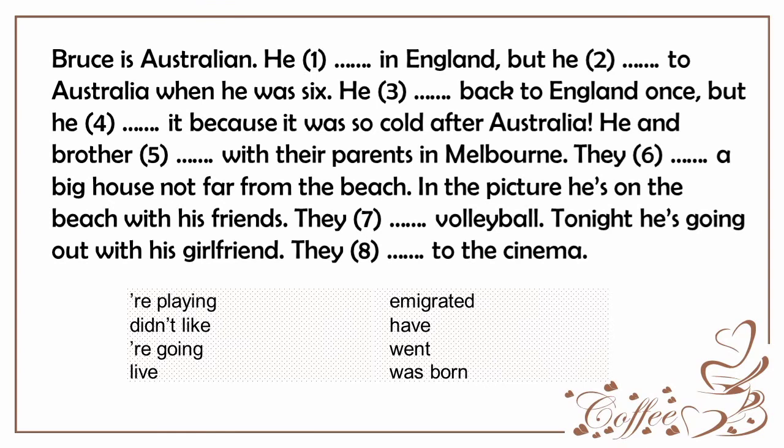The answer: Bruce is Australian. He was born in England, but he emigrated to Australia when he was 6. He went back to England once, but he didn't like it because it was so cold after Australia. He and his brother live with their parents in Melbourne. They have a big house not far from the beach. In the picture he's on the beach with his friends. They're playing volleyball. Tonight he's going out with his girlfriend. They're going to the cinema.